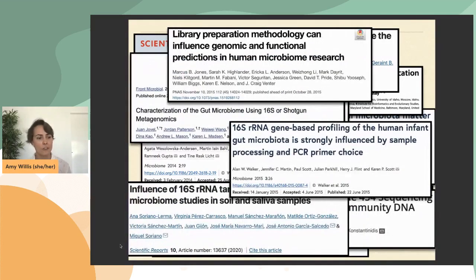And then what about the decision to do 16S versus shotgun sequencing? And if we choose to do 16S, what region of the 16S gene do we look at? This also has a really big impact on the data that we get at the end of the day.